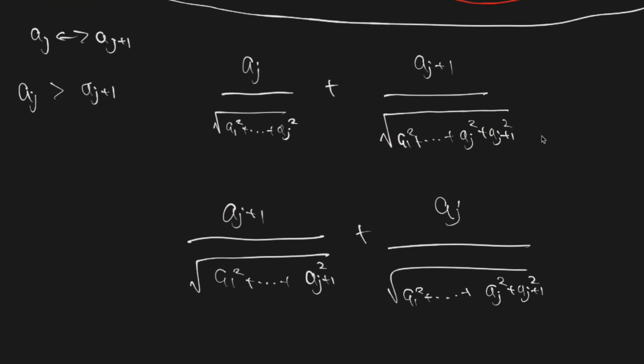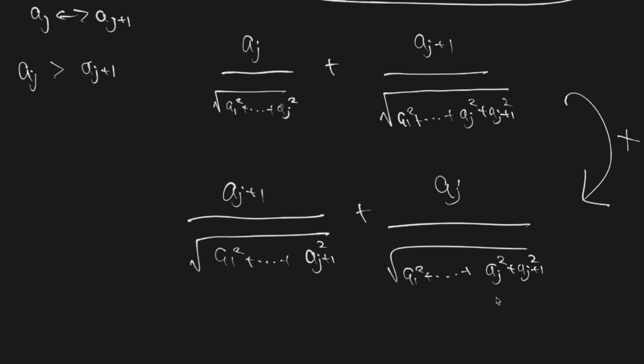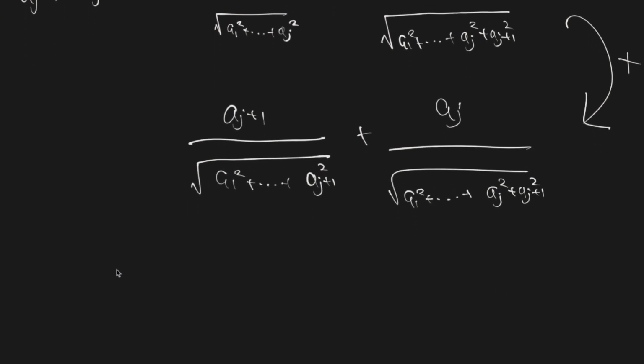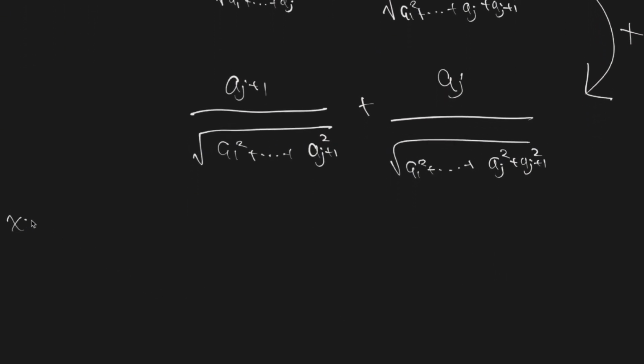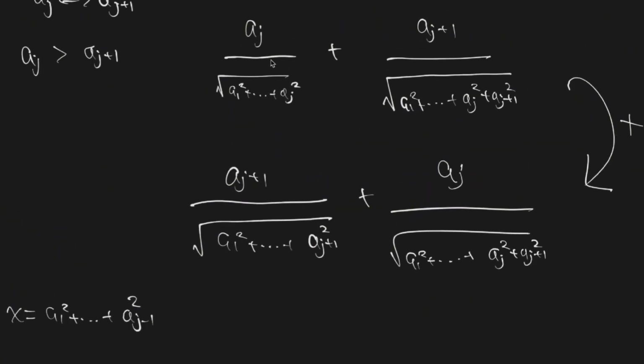And if we can show that this change is an increase, that it increases the total value of our function, then that's what we want. Because I don't want to write the sum of squares again, I'll assign them a variable name. Let's say x is equal to a1 squared plus dot dot dot plus a(j minus 1) squared. And so we want to prove that this is greater than or equal to this.